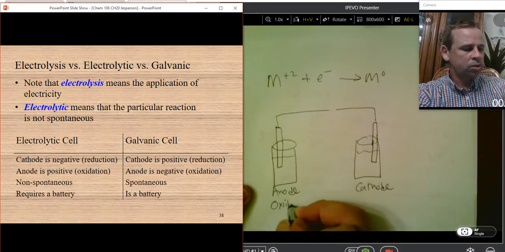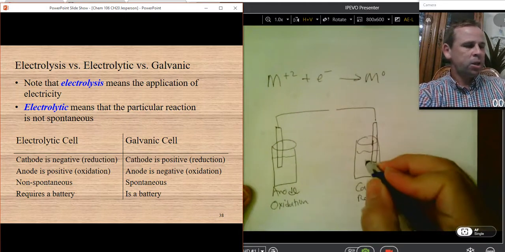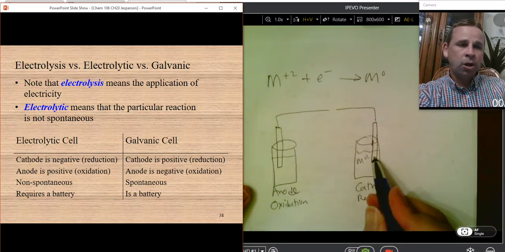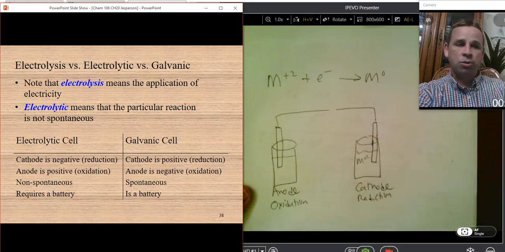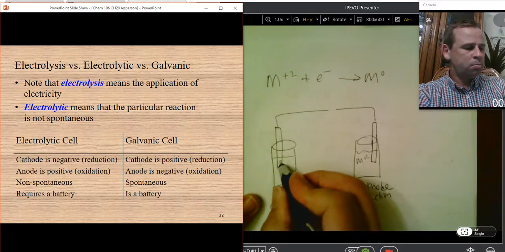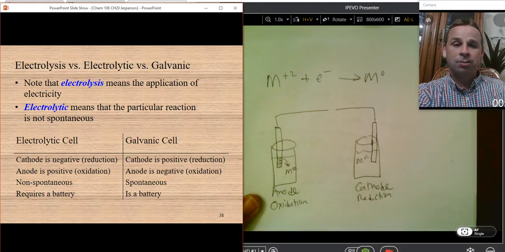That's oxidation. All right? So that means at the cathode we have reduction occurring. Here, some metal ions of some sort are getting electrons from this surface and being reduced. Over here, oxidation is occurring. These metallic atoms are giving up electrons and becoming some sort of an ionic metal.